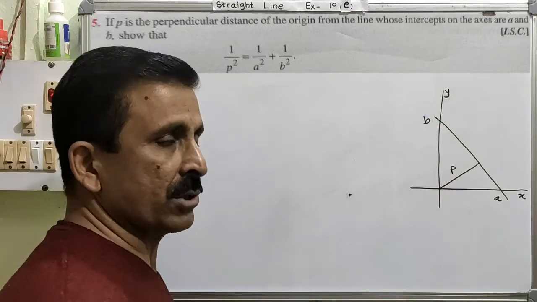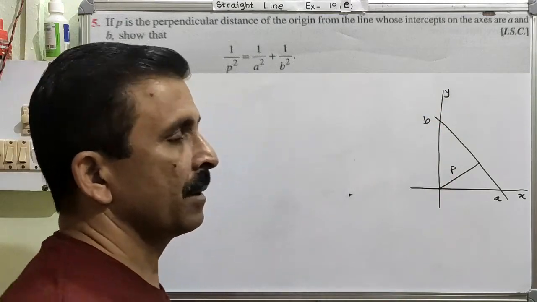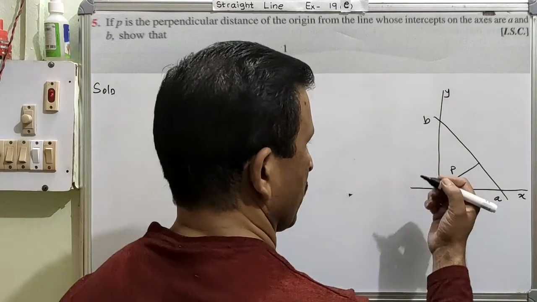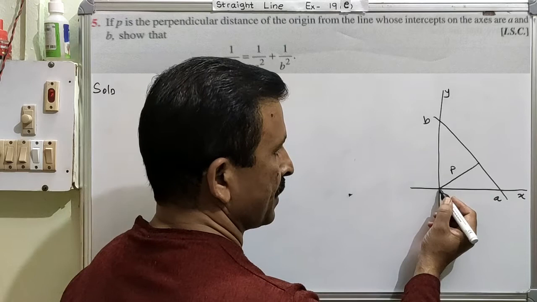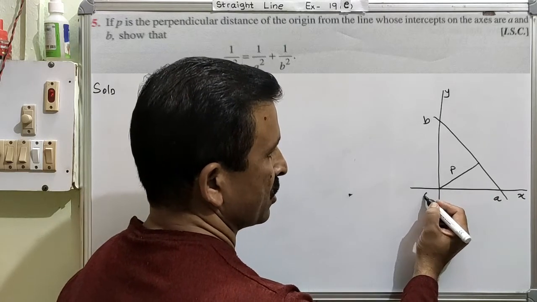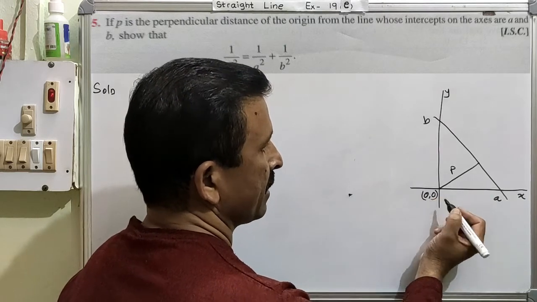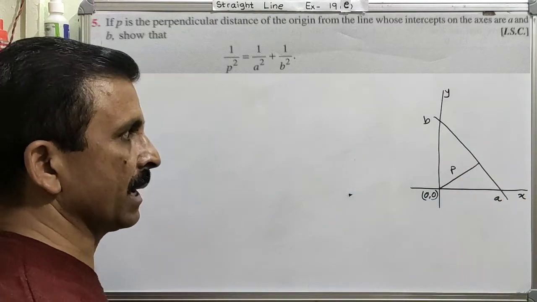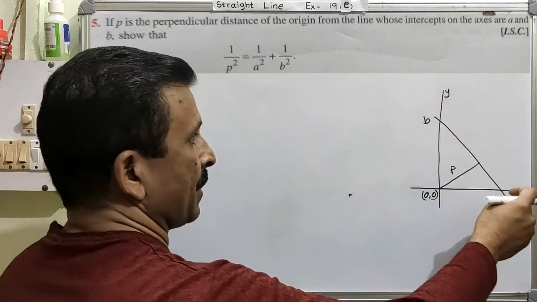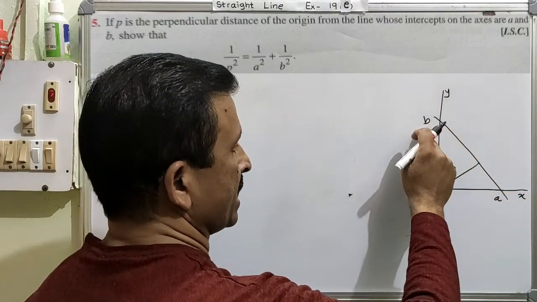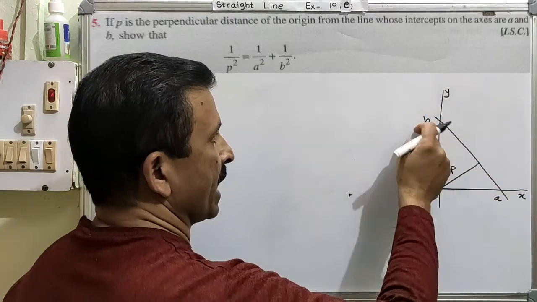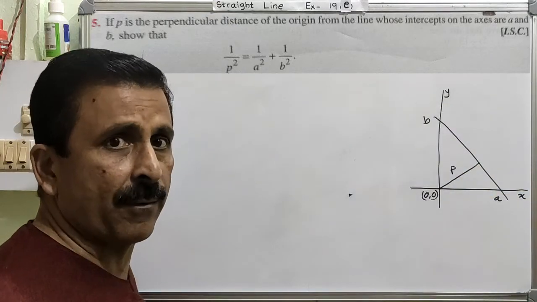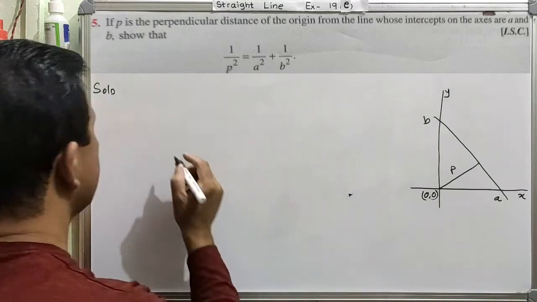We need to have the equation of the line and the coordinate of the point. The coordinate of the point, this point is the origin, so we know the coordinate of this point will be 0, 0. Now we need the equation of the line. Because this line cuts the x-axis and y-axis at two points, we can have the equation of this line in the x and y intercept form.